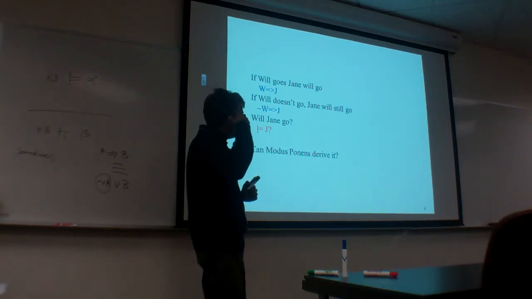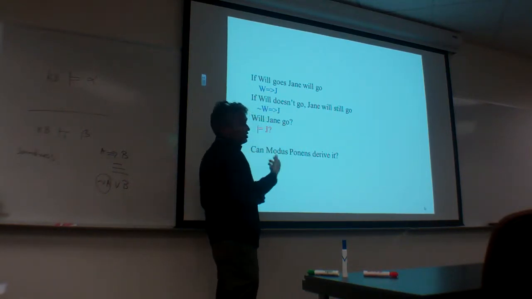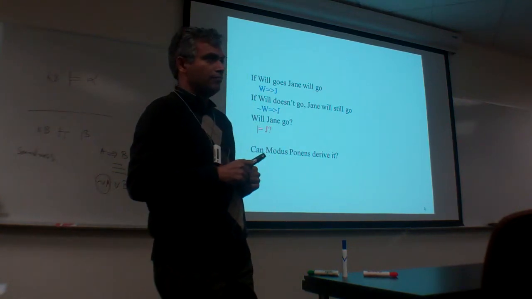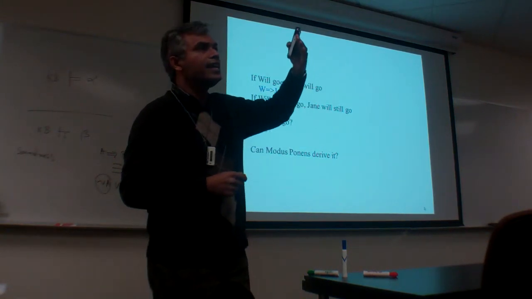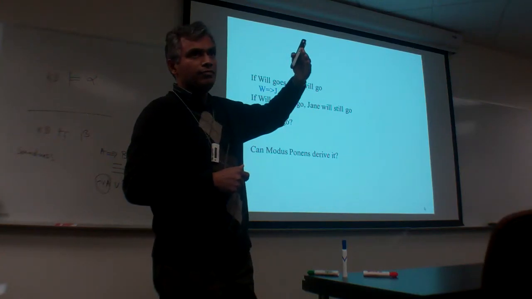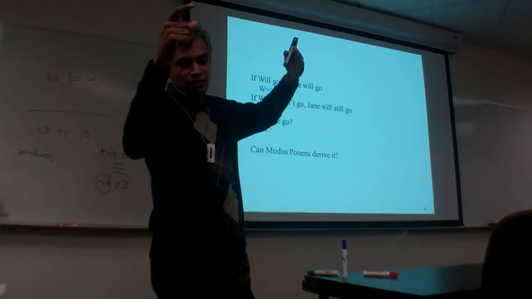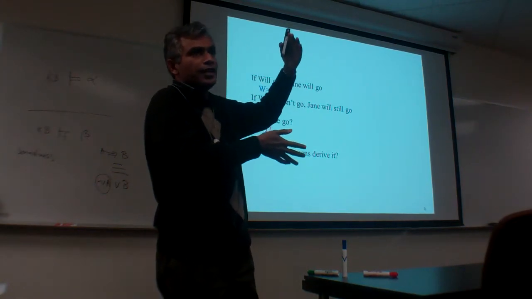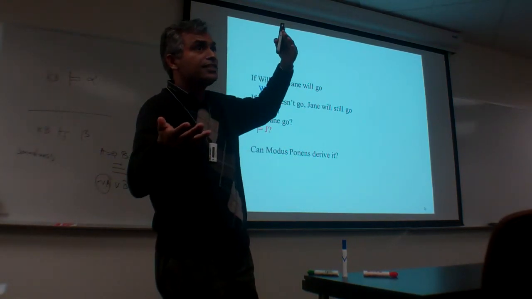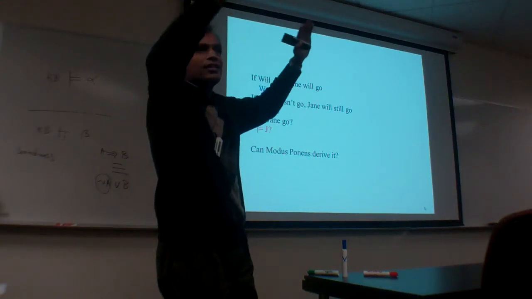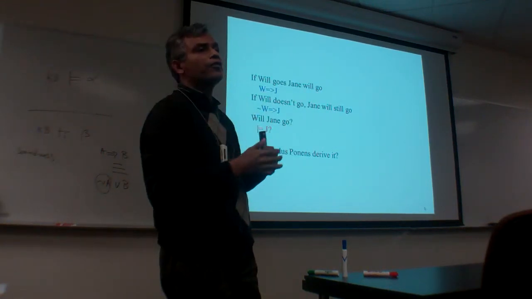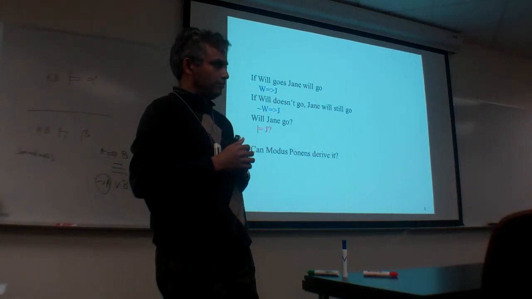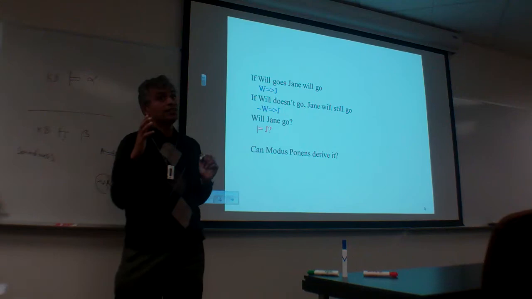And so what you did in your mind when you figured out that Jane will go to the party is you did a case analysis. You said, let's consider the case where Will goes to the party. Then what happens? Jane will go to the party. Now, let's consider the case where Will doesn't go to the party. Then what happens? Jane still goes to the party. I have now considered all possible cases. So I have proved that Jane will go to the party. Okay? That's what modus ponens doesn't do for you.